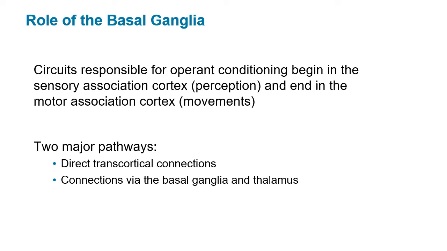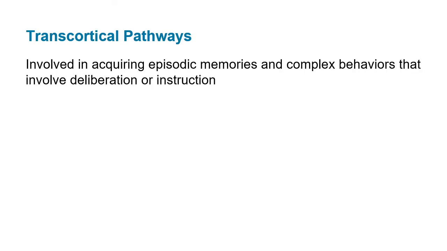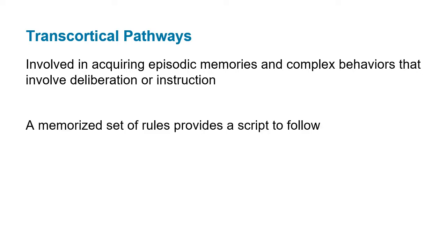Let's start with the transcortical. So the transcortical pathways, when we talked about memory, are the ones mainly involved in things like episodic memory and then complex behaviors that involve deliberation or instruction. So when we do something complex, like learning something new, like learning to ride a bike, we're activating the transcortical pathways because we are doing something deliberate and we are learning it.